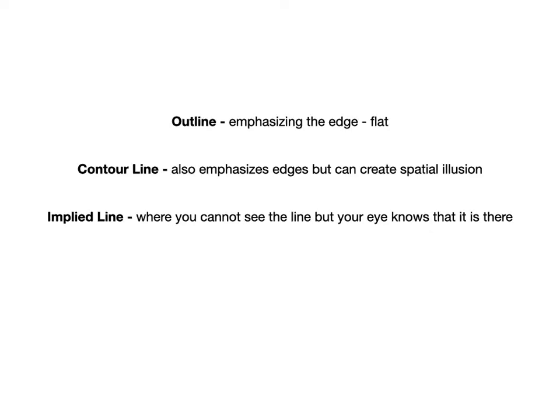So here we have outline. Simply put, outline emphasizes the edge. And it's a flat, two-dimensional thing. Contour line also expresses edges, but it can do so in a spatial, illusory fashion. Implied line is where you cannot see the line, but your eye knows that it's there.